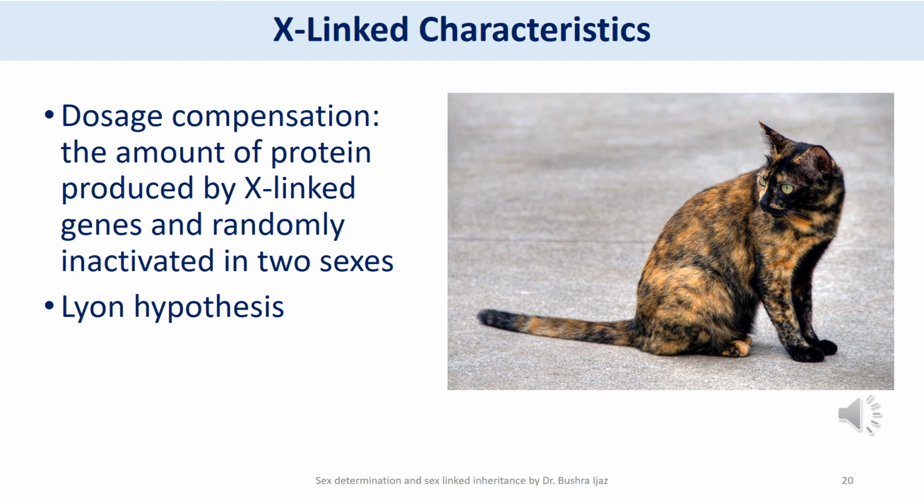which was discovered by the English geneticist Mary Lyon. It is the process by which one copy of the X chromosome is inactivated in all mammalian females.